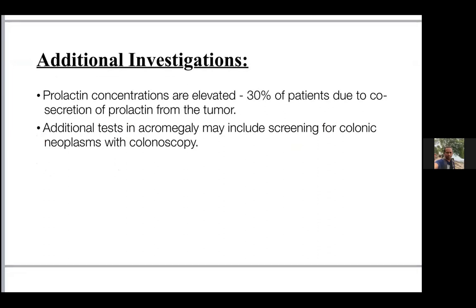As additional investigations, we look at prolactin concentrations, which are elevated in 30% of patients due to co-secretion of prolactin from the tumor. Additional tests in acromegaly may include screening for colonic neoplasms. As I told you, you can have plenty of adenomas all throughout the colon, which can be detected by doing a colonoscopy.